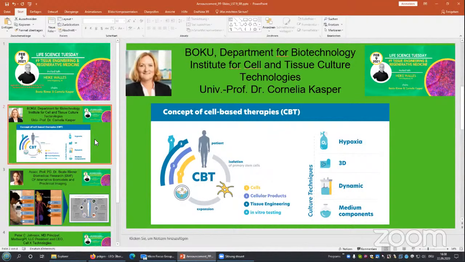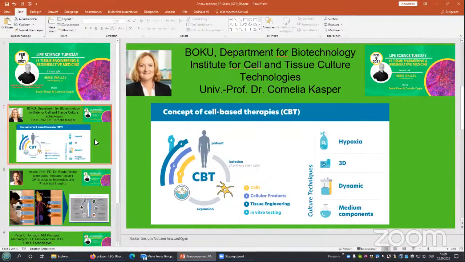The interesting point in my Institute of Cell and Tissue Culture Technologies is that we apply what we call physiological culture conditions, which include the application of hypoxia, so reduced oxygen concentrations in the cultivation containers. And we work in 3D cell culture systems under dynamic cultivation systems in so-called bioreactors.